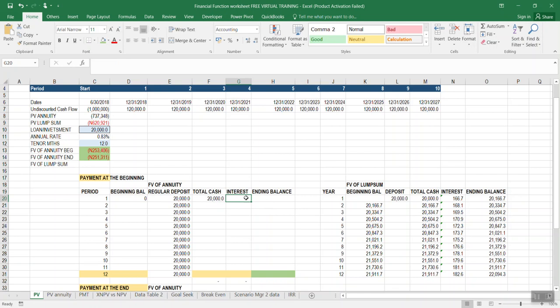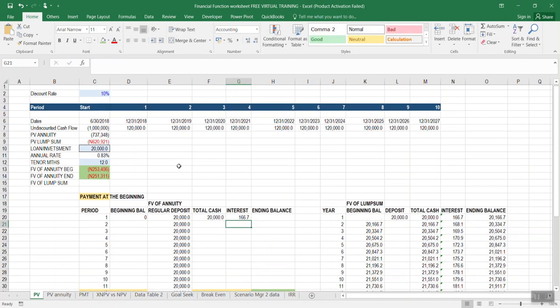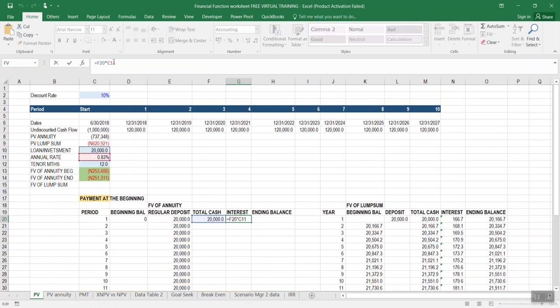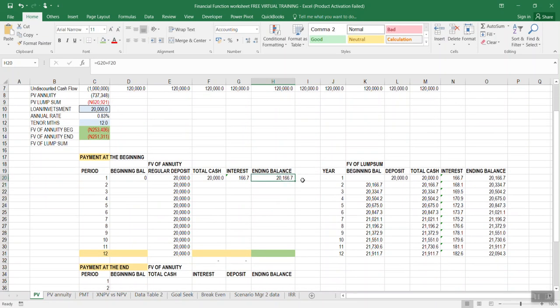Because I am paying this money at the beginning of the period, at the end of the period, I'm supposed to have earned something in the form of interest. So I will say 20,000, that's my total cash that I have there, multiplied by my interest rate. I will have my total interest for the first month. So my total cash will be interest plus cash. This will be my ending balance. So my ending balance in period 1 will be my opening balance in period 2. All I need to do is link it.